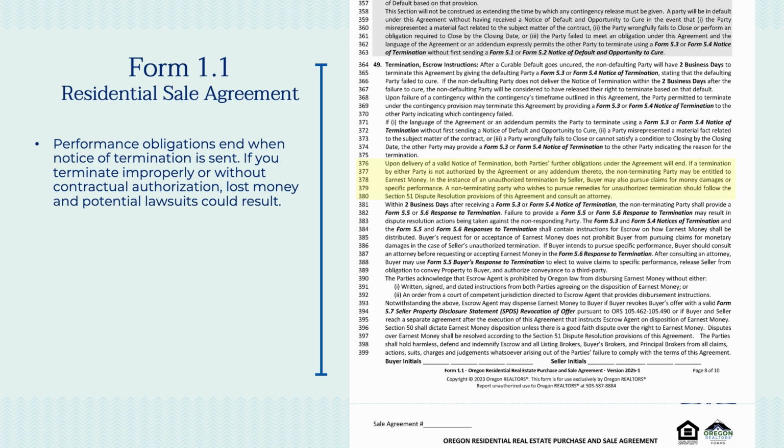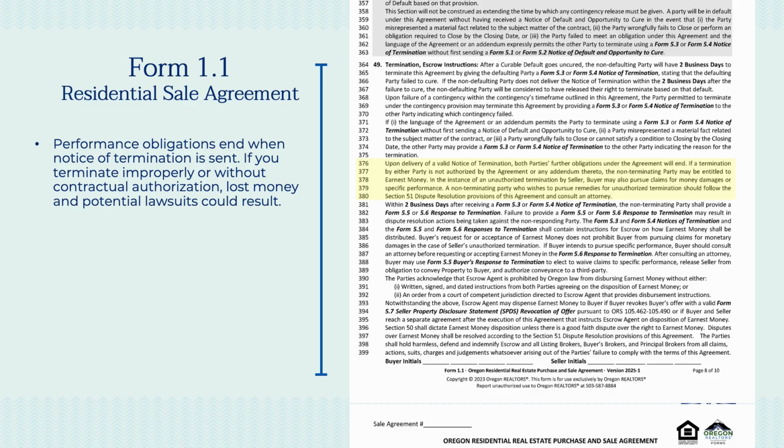The contract is terminated. Now, if I terminate improperly, if I send a notice of termination when the contract doesn't let me do so, I just say, well, I don't like this buyer now, so I'm terminating. The contract doesn't let you terminate because you don't like the buyer. So that means that you as the seller have terminated improperly.